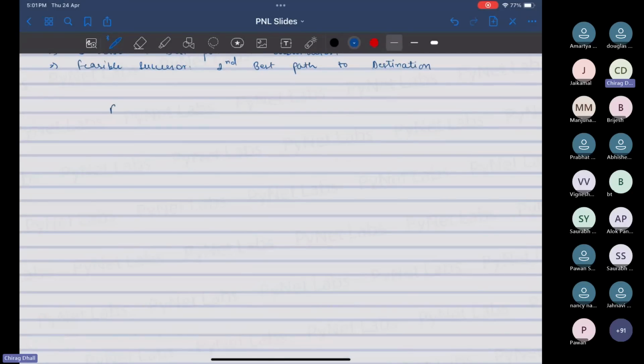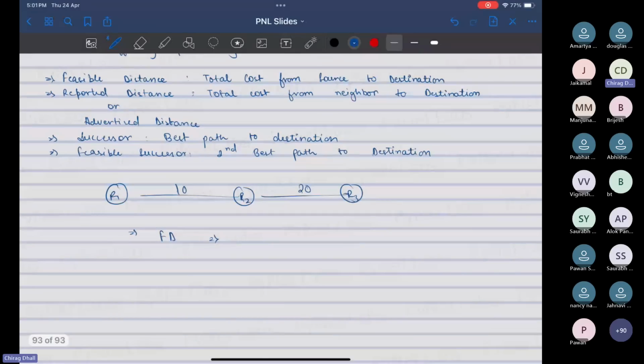Assume that you have router number 1 connected to router number 2 connected to router number 3. The cost to move from R1 to R2 is 10 and to move from R2 to R3 is 20. What will be the feasible distance here for R1 to reach R3? Feasible distance, as we have defined, is the total cost from source to destination. So 10 plus 20, feasible distance is going to be 30. What will be the reported distance? Cost from neighbor to destination, which is 20.